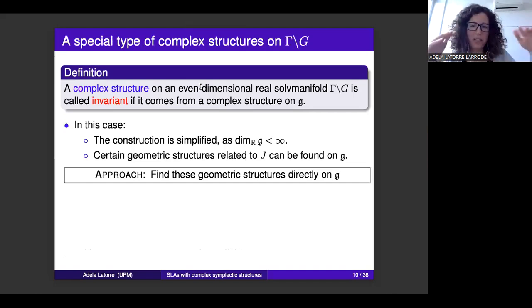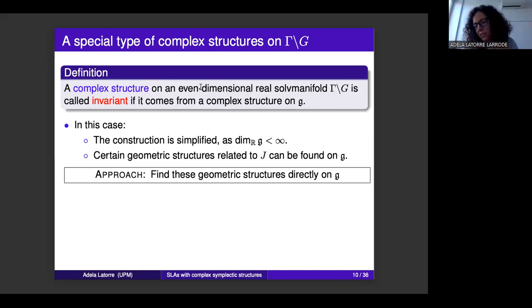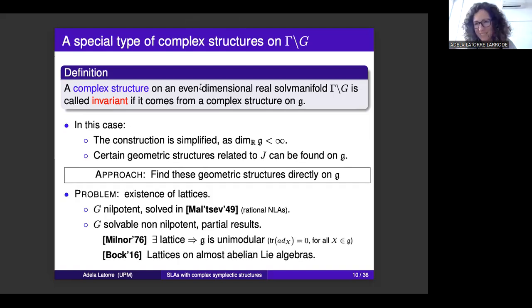So in the end, many times we directly look at the Lie algebra and then do the construction on it. And as we were talking about, the problem is the existence of lattices. If you want to construct something compact, in the case of nilpotent groups, this is solved.